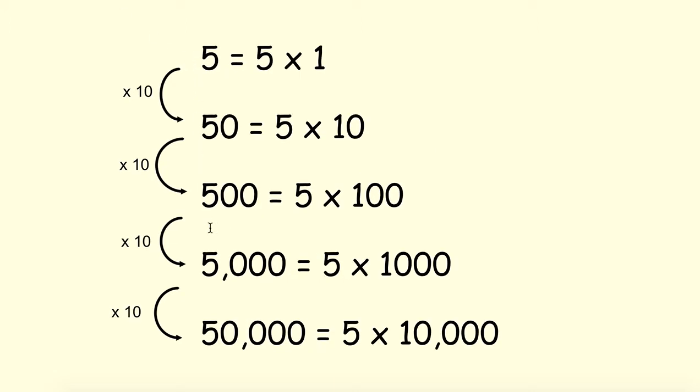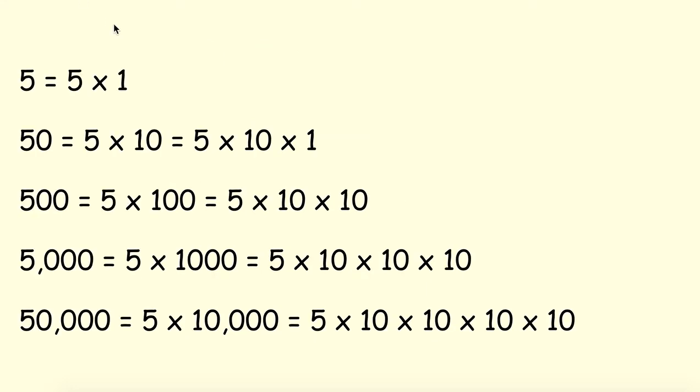I have my same scale here, multiplying by 10. 5 can then be written as 5 times 1. 50, another way to write it is 5 times 10. 500, 5 times 100, 5 times 1,000, and 5 times 10,000. So all I'm doing is rewriting these numbers, breaking them out so we can see what the family was that we started with, which was 5.